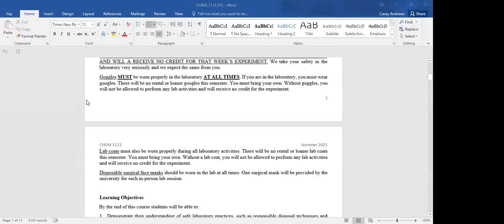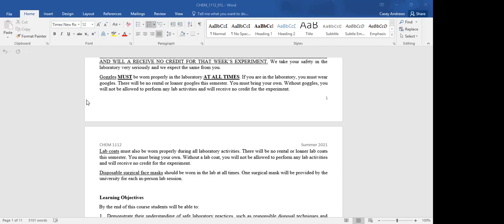Goggles. So in lab, you have to wear goggles at all times. And you have to buy your own goggles. Due to the ongoing pandemic, we cannot rent out goggles. So make sure you pick up a pair of goggles. I think you can get them from the bookstore, or you can buy them from like Amazon for like 11 bucks. And if you are a science major, they're a pretty good investment.